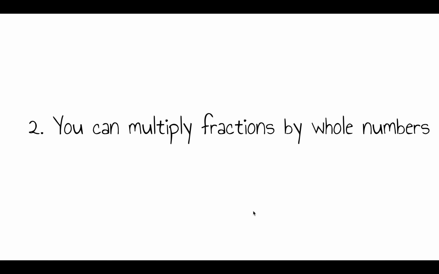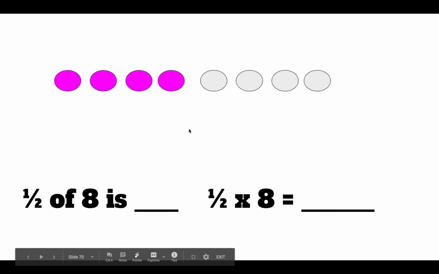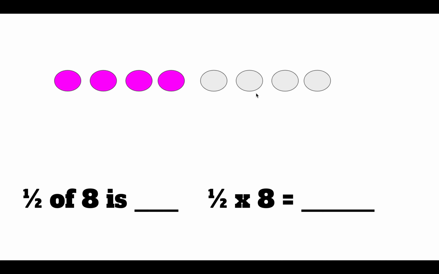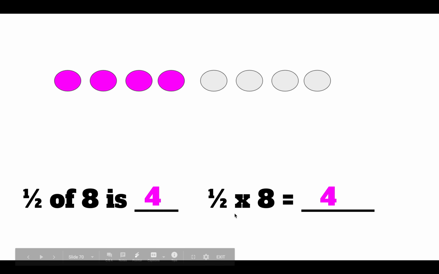The second thing we're going to review today is that you can multiply fractions by whole numbers. So let's say I have 8 circles and I want to know what is half of 8. I'm going to color half of the circles pink. Half of 8 is 4. I could also write 1/2 times 8 is 4.